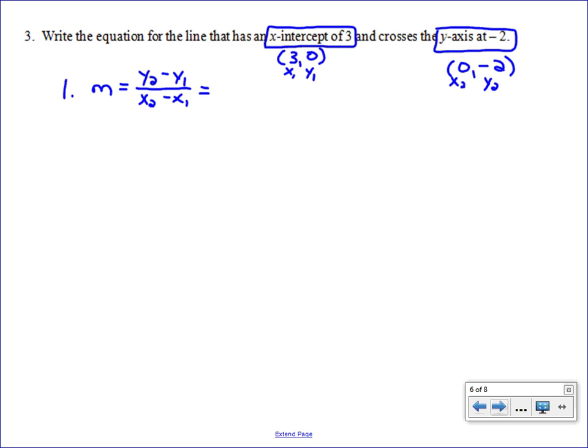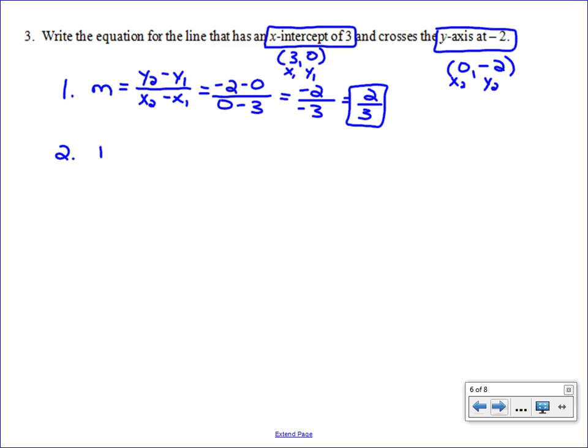Now we can start subbing this in. So y2 minus y1 is negative 2 minus 0 over x2, which is 0, minus x1, which is 3. On the top, we have a negative 2, and on the bottom, we have a negative 3, which is not quite simplified. Even though the numbers don't reduce, the negative signs do. So your slope is going to be 2/3.